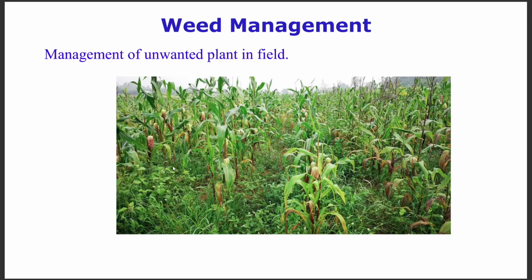Then we have weed management. We know that we have unwanted plants in the field, so those plants will cause damage to the main crop because they will compete with the main crop, because they're just like other plants. They need nutrients to grow, they need sunlight. So if they can get the natural factors, they will compete with the crops. But we don't want that weed, because we need the main crop for our economic profit. So we have to manage those unwanted plants. That is known as weed management.